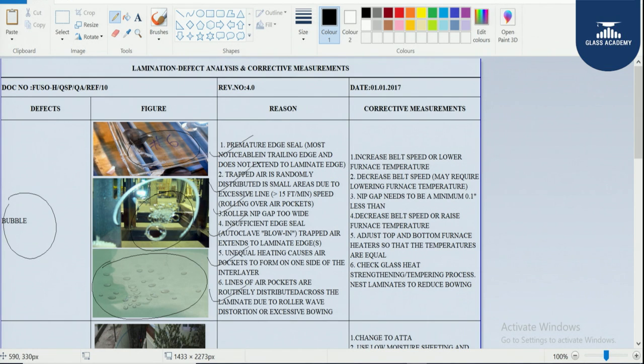The corrective measure we can take is to increase the belt speed or lower the furnace temperature. Decreasing the belt speed may require lowering the furnace temperature. Nip gap needs to be a minimum 0.1 inch less than. Decrease belt speed or raise the furnace temperature. Adjust the top and bottom furnace heaters so that the temperatures are equal. Check the glass heat strengthening or tempering process. Nest laminates to reduce bowing.